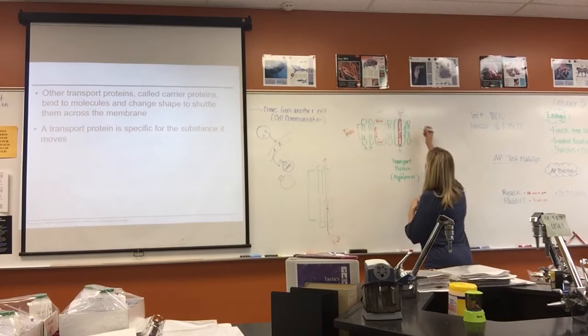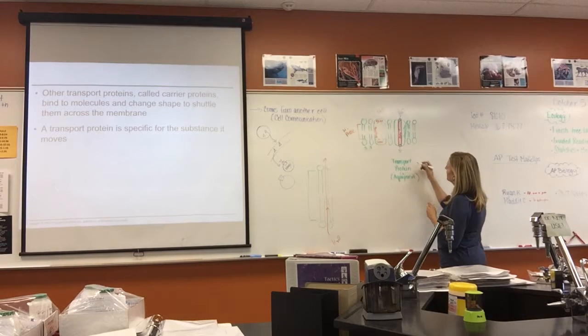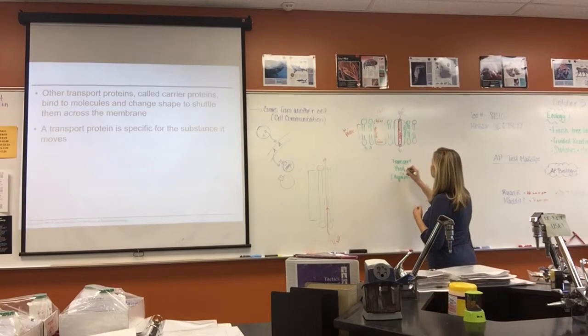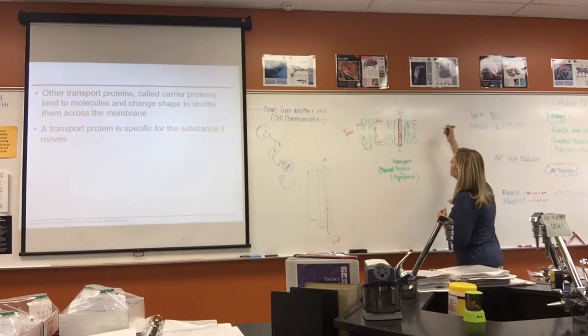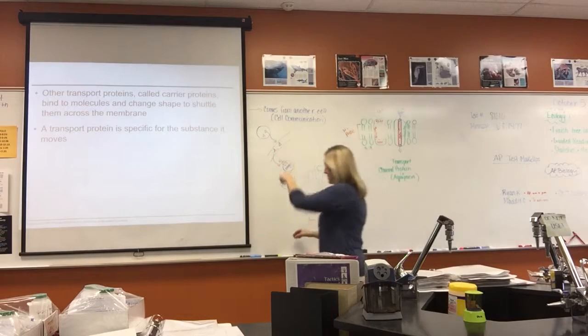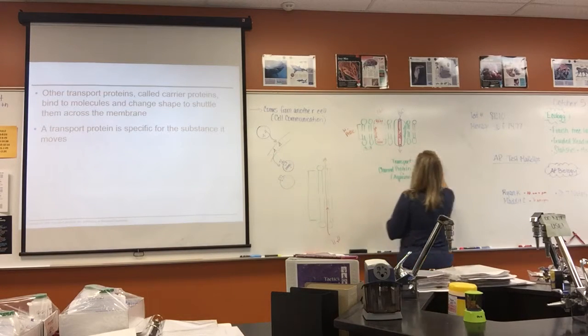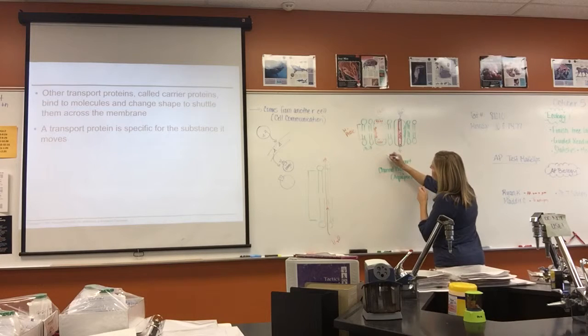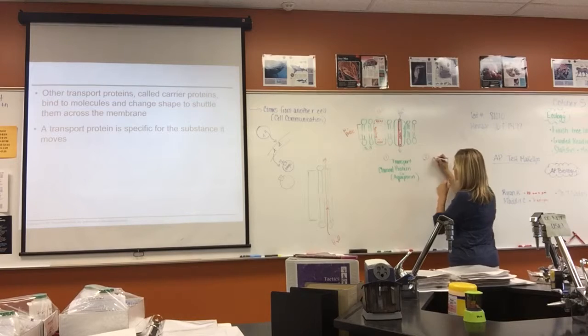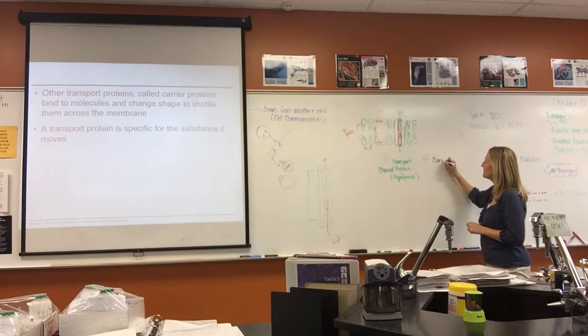So let me give you another example here. I should say here, when I wrote transport protein, this is actually a channel protein because it has the channel here. I'm going to show you now how that differs from our carrier proteins. So let's look at another transport protein. So this is type 1, this is type 2. This is called a carrier protein. I'm going to draw it here to give you an idea of what this means.